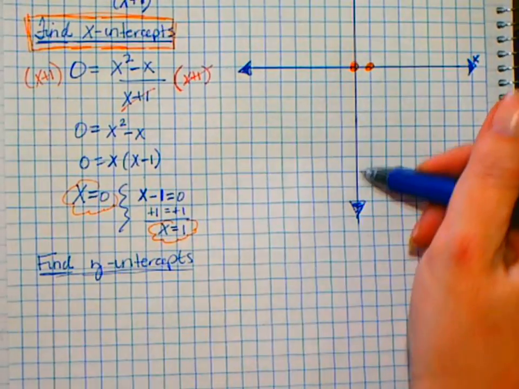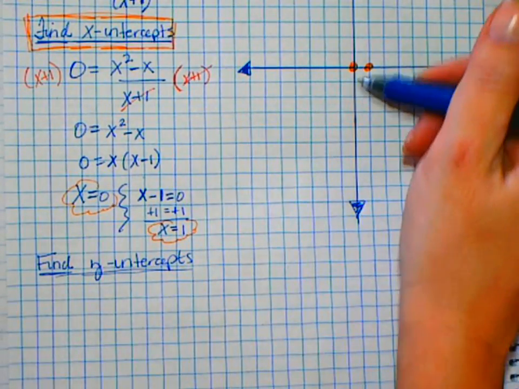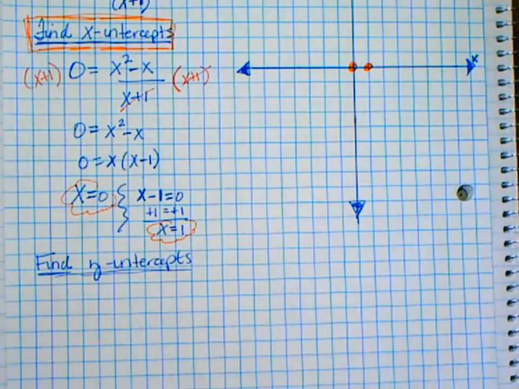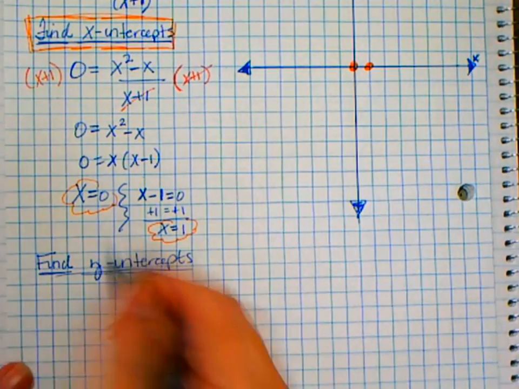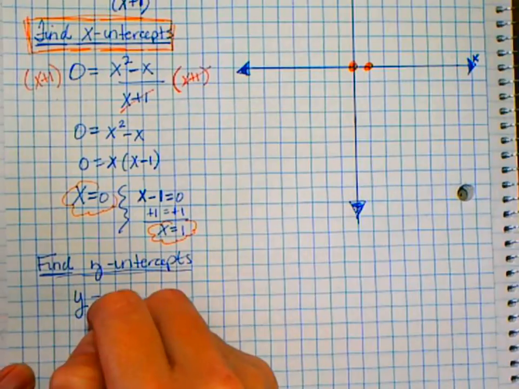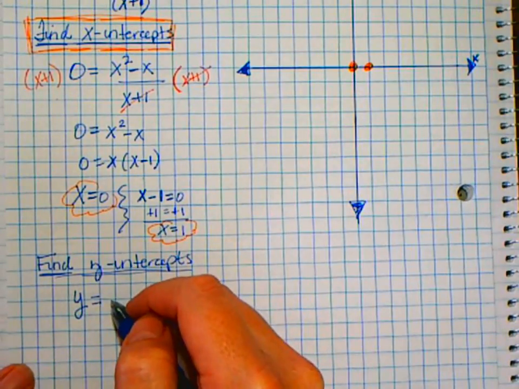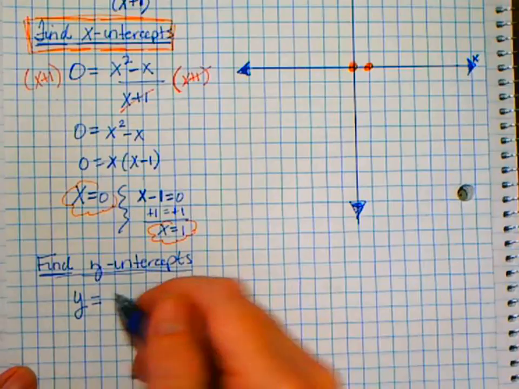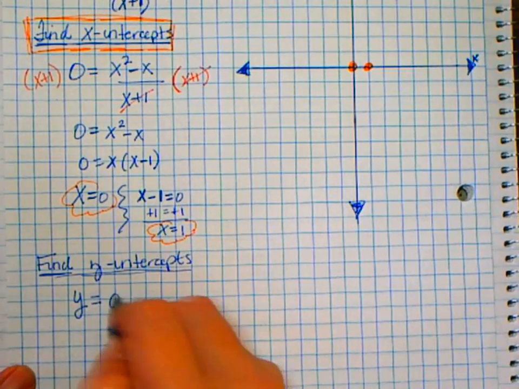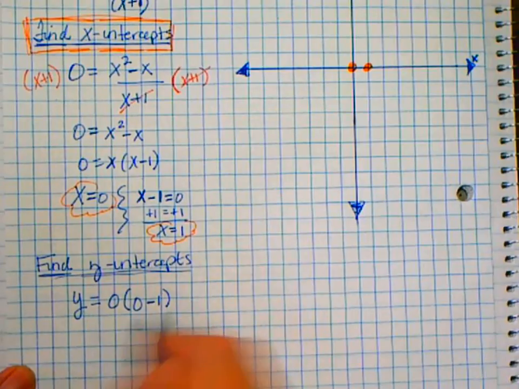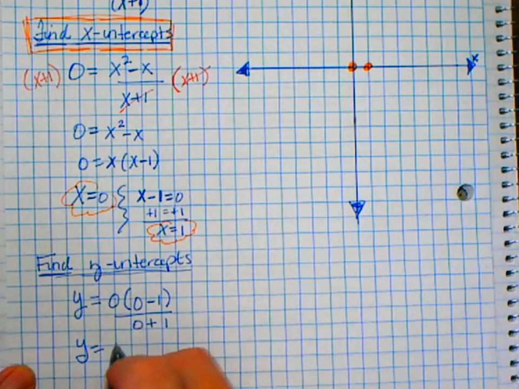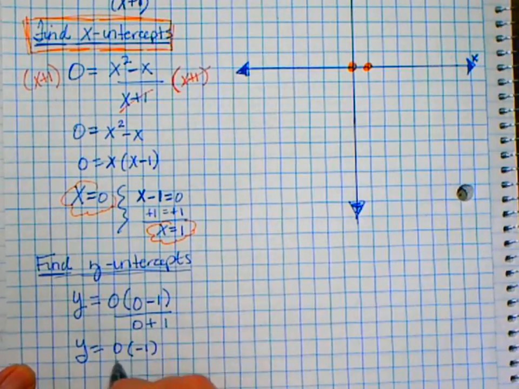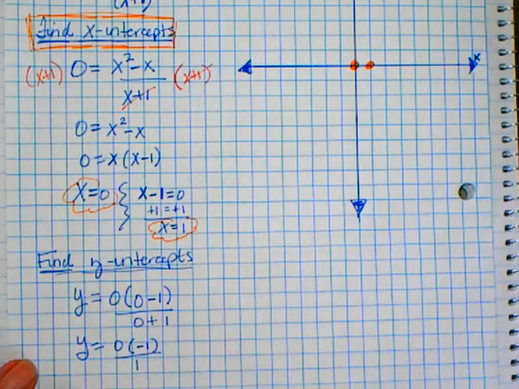any point on the y-axis has an x value of 0. So now, if we want to find where the graph's going to cross the y-axis, we'll plug in a 0 for x and solve for y, right? So we'll have y equals, you can either do this in the original problem or the factored form. I'll do factored form this time. Y equals 0 times 0 minus 1 divided by 0 plus 1. So 0 times -1 divided by 1, that's 0 over 1.